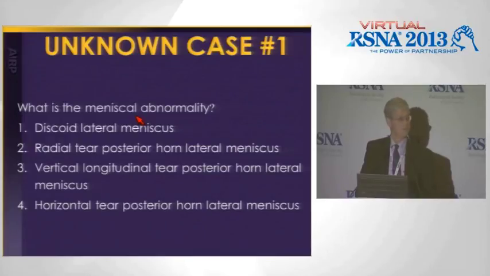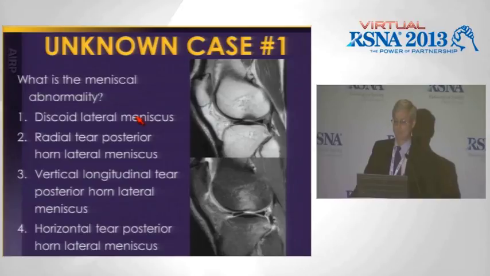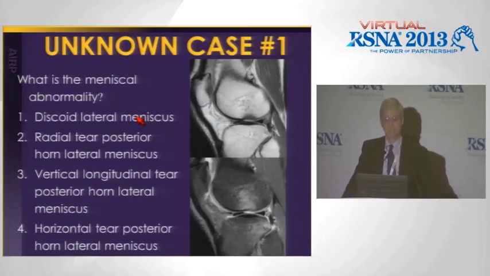And here is the question. So what is the meniscal abnormality? Is it a discoid lateral meniscus? Is it a radial tear of the posterior horn of the lateral meniscus? Is it a vertical longitudinal tear of the posterior horn of the lateral meniscus? Or is it a horizontal tear of the posterior horn of the lateral meniscus?